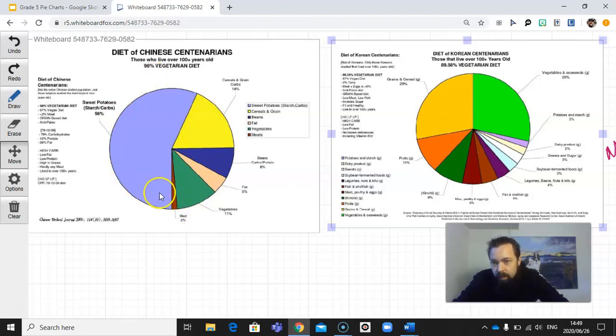You can see that more than half of what the Chinese people who've lived to over 100 years old ate was sweet potatoes. That's interesting. I don't know that I could have that much of my diet be sweet potatoes. But then cereals and grains, you can see beans. Then you've got fat, which might be oils or other things as well. And then you've got vegetables, and finally only 2% meat.